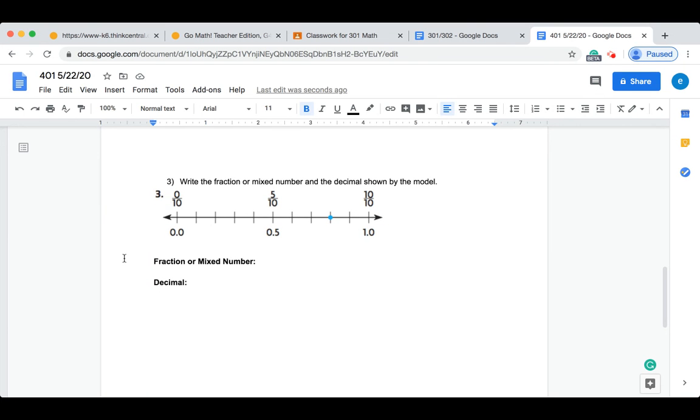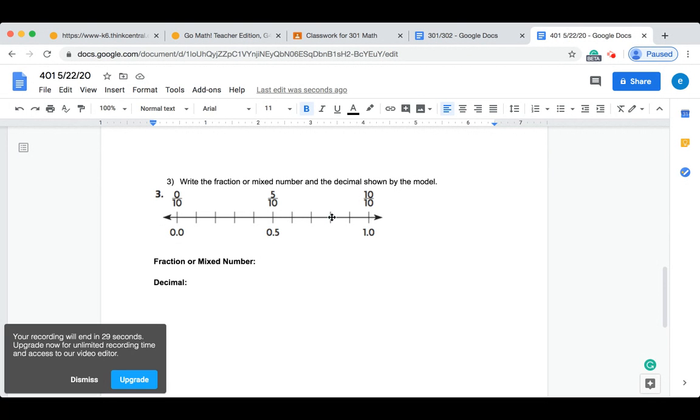Now example number 3. I have a number line. My number line has 10/10, which will equal 1 whole, and 0/10, which will equal 0. That's the range we're in between. Now it says write the fraction, mixed number, and decimal shown in the model below. I want to write what this blue dot represents. So I know this is 5/10, because if I count 1, 2, 3, 4, 5 bars, I need to figure out how many tenths our blue dot is. So I will count 6/10, 7/10, 8/10.